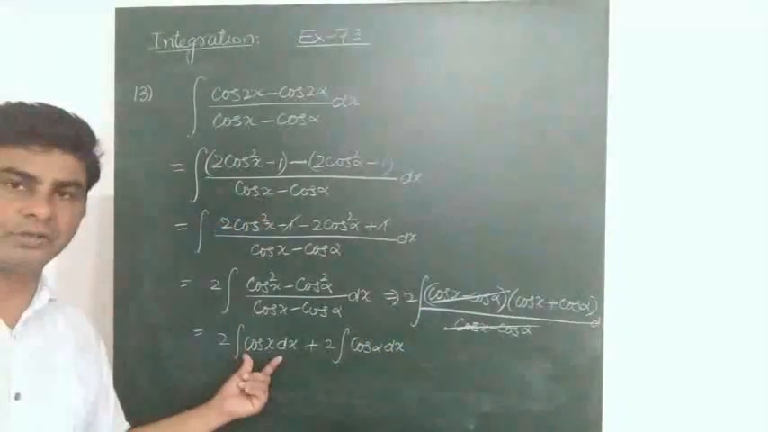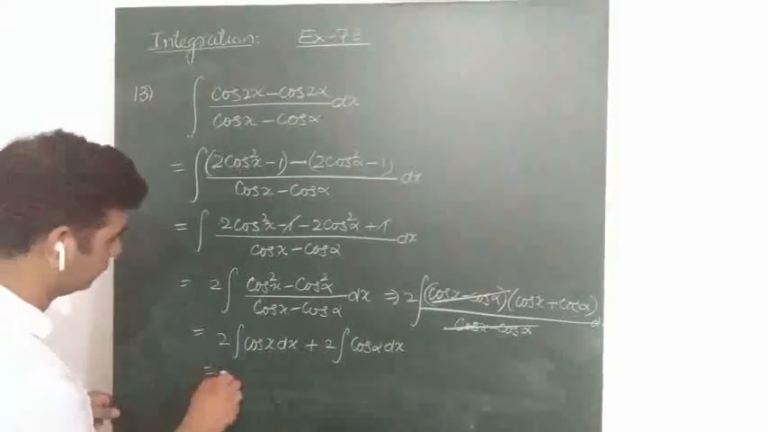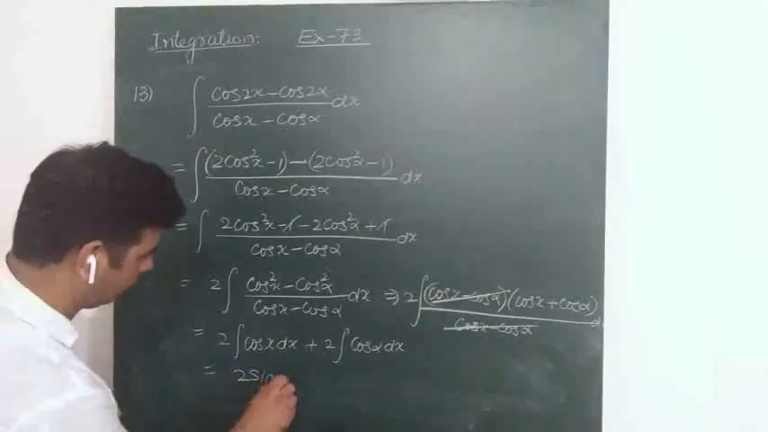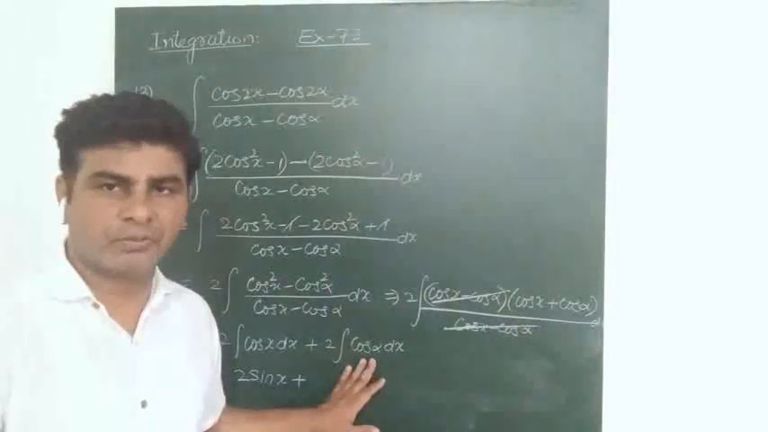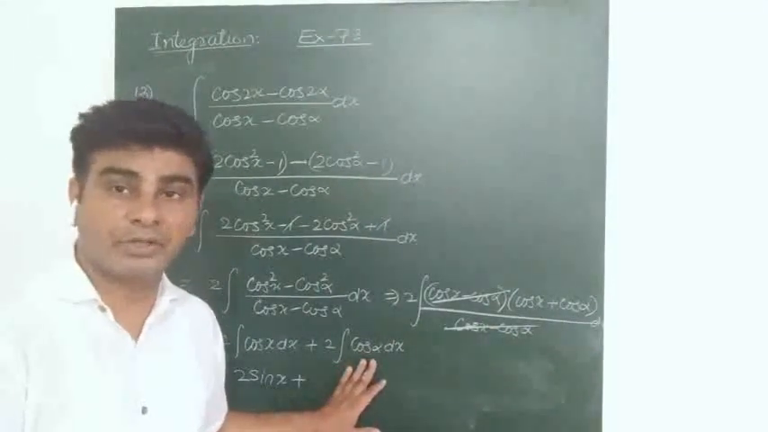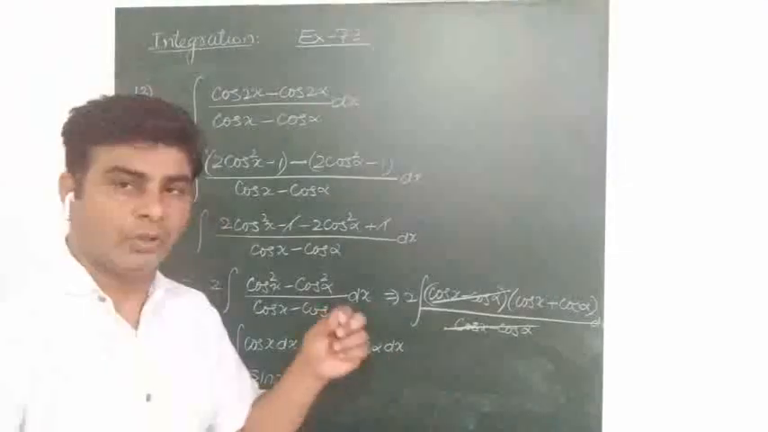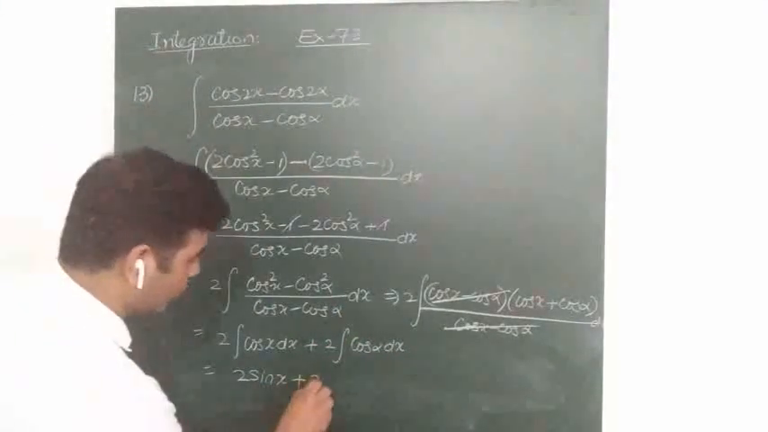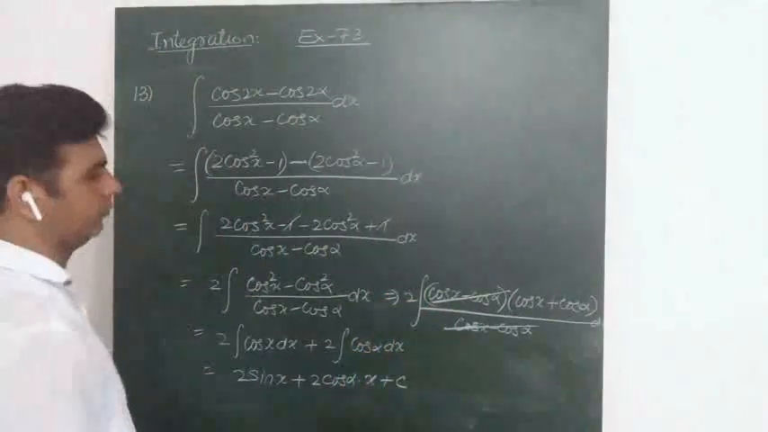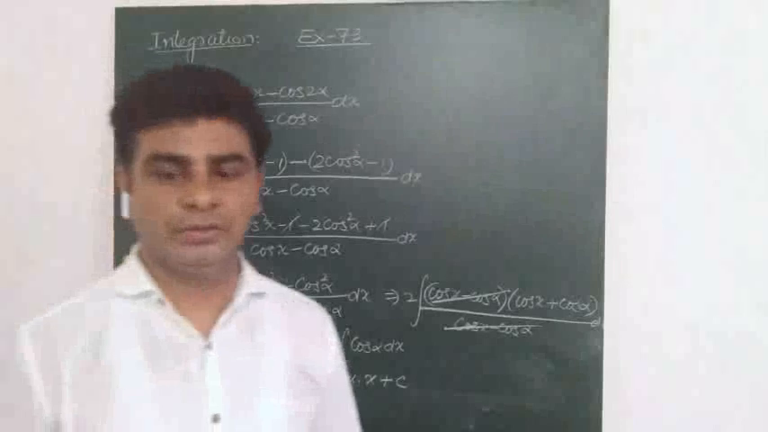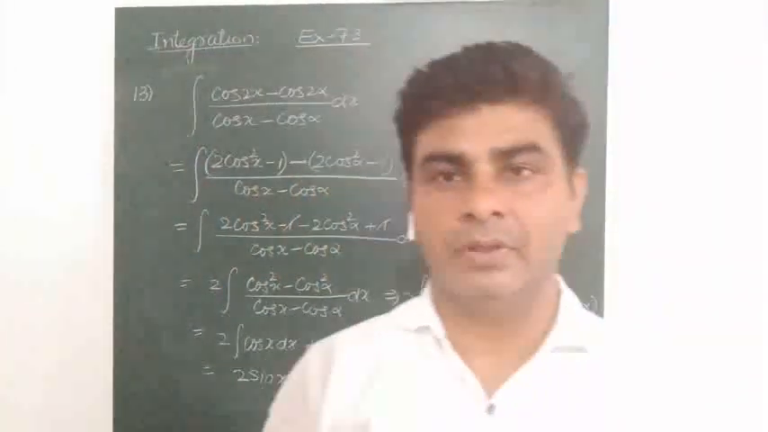Integration of cos x is your sin x, but integration of cos alpha is a constant quantity. This can be taken outside the integration, and integration of 1 is x only. So this is 2 times sin x plus cos alpha multiplied by x plus c, and this is the solution of your question number 13. Thank you.